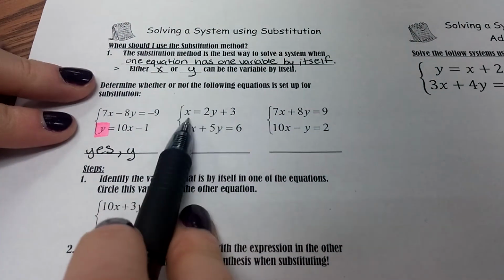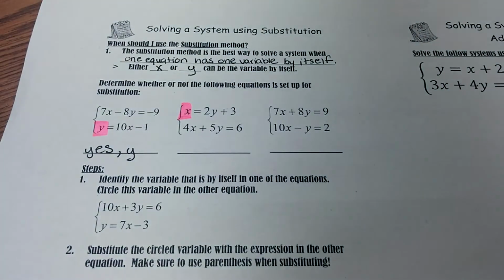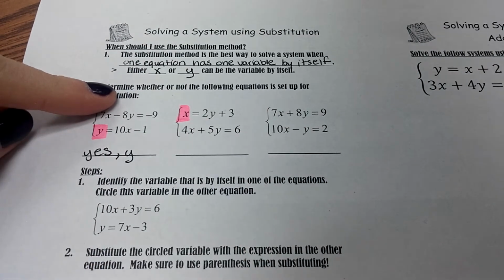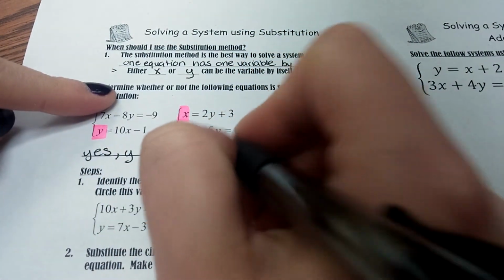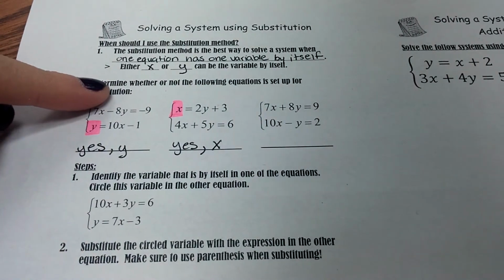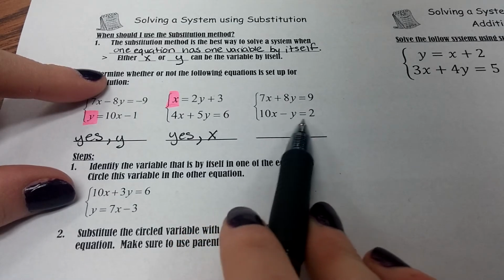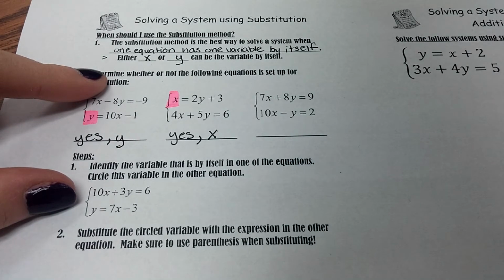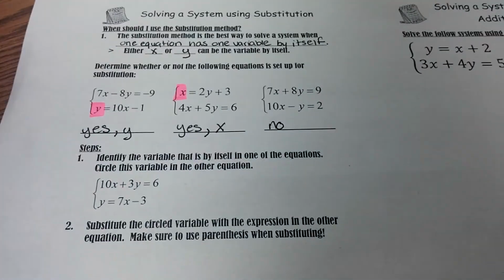If I look at example 2, in this first equation, I have x equals 2y plus 3, and x is already by itself, so this is set up pretty well for substitution. Then here I have 4x plus 5y equals 6, and that doesn't have either of the variables by themselves. So this one is set up pretty well to solve using x. And then in this third example, I have 7x plus 8y equals 9, and 10x minus y equals 2. Neither of these variables, x or y, are by themselves in either equation, so the answer for this one's no. It's not really well set up to use substitution.